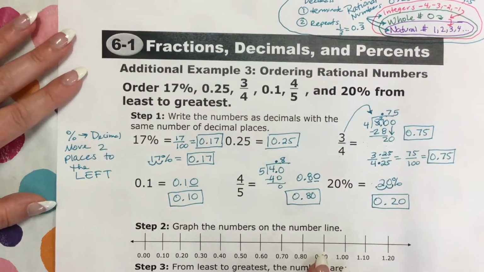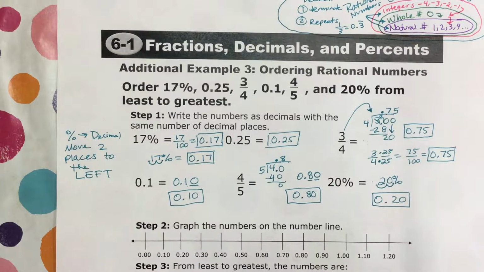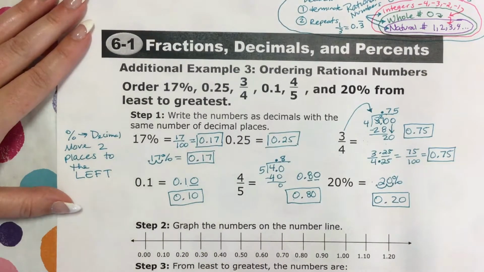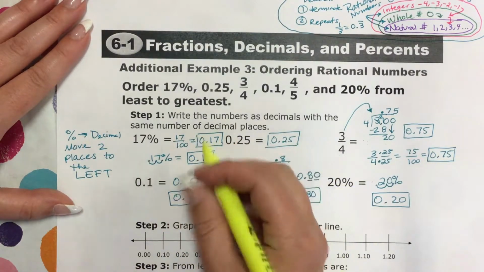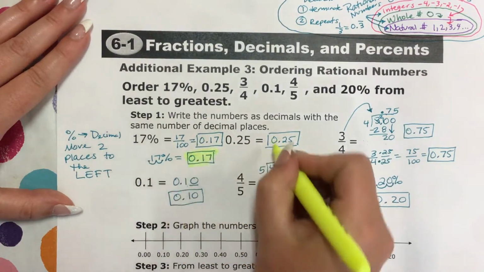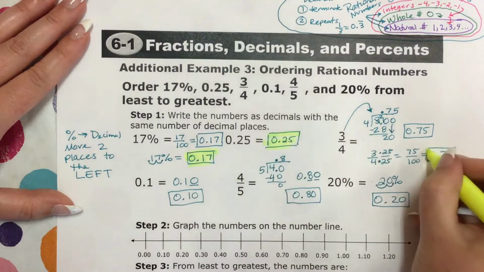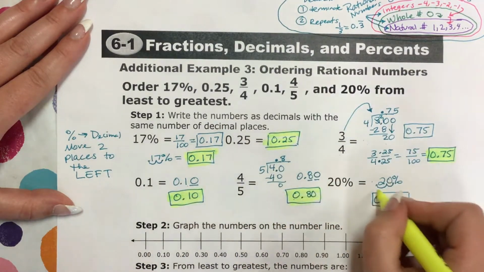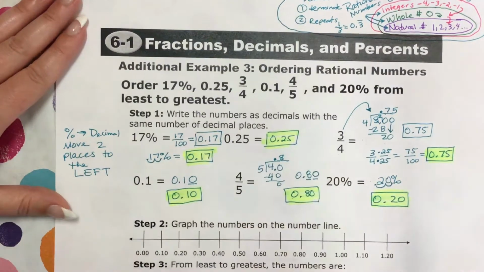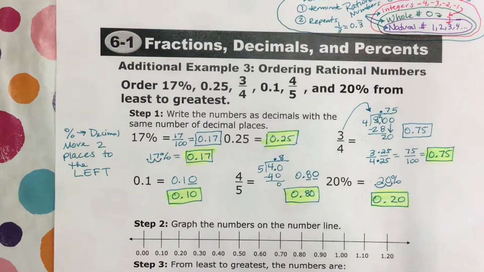Okay, so now I have converted all of these different things, percentages, decimals, fractions, to the same thing. I've converted them all to decimals where there's 2 place values in each. They're all written in the hundredths place. So now that I have that, I'm going to go ahead and graph them, okay?